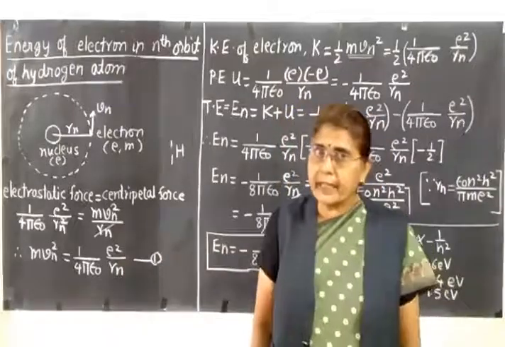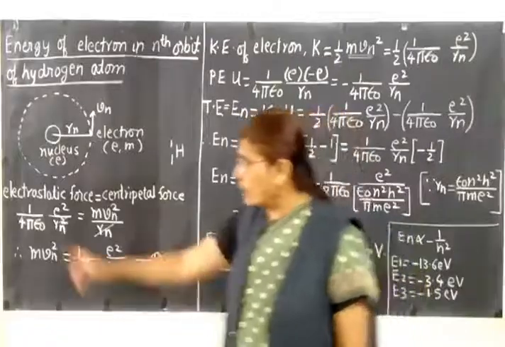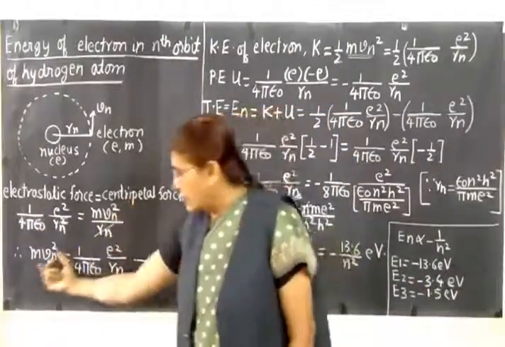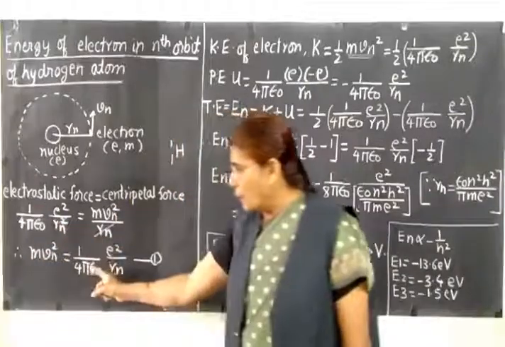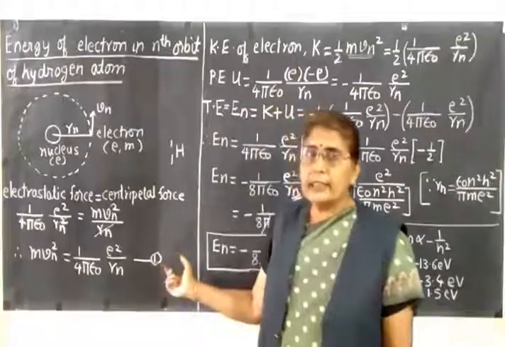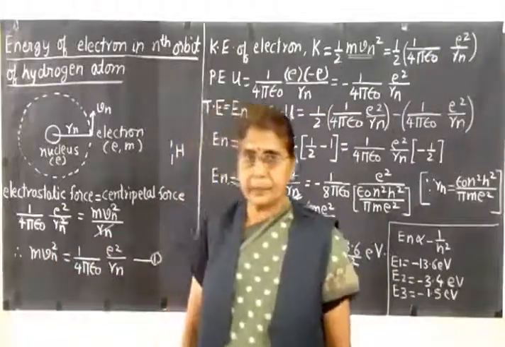Let us simplify the equation. One Rn gets cancelled from both sides. So you are left with m Vn square is equal to 1 upon 4 pi epsilon 0 e square upon Rn. Let us call this equation 1. So you got the value of m Vn square.